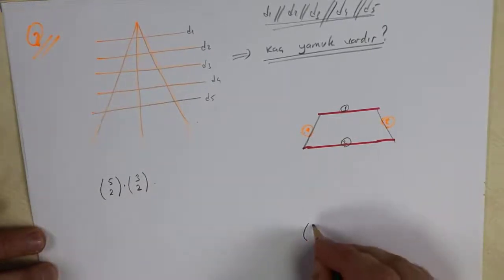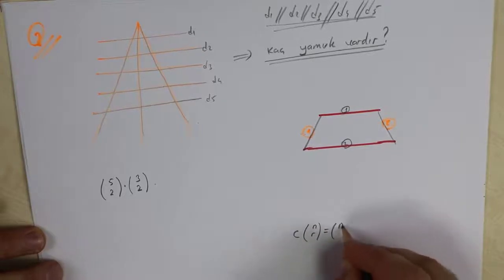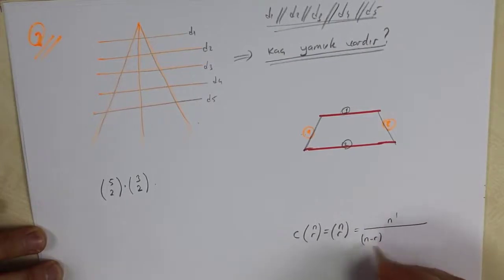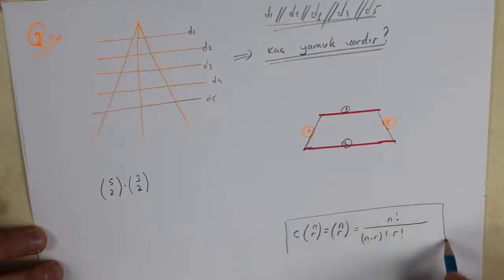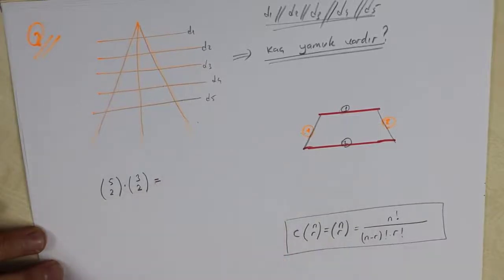Combination can be represented in different ways sometimes. So it could be C of n, r, or combination of r out of n. This one is represented by the factorial of n over the factorial of n minus r times the factorial of r. This is the formula, the rule. You should remember it so that you can solve.